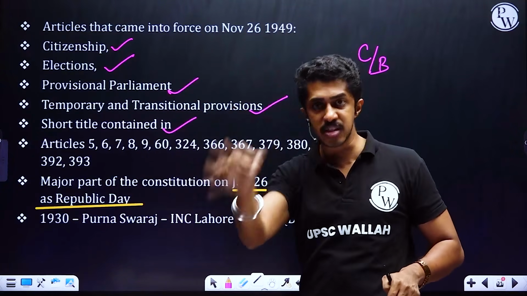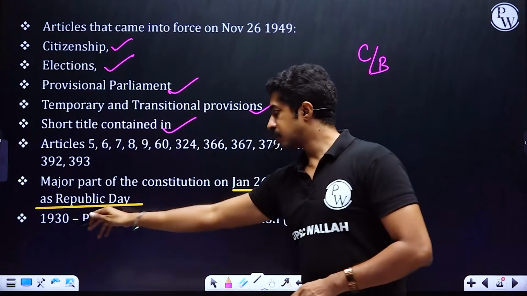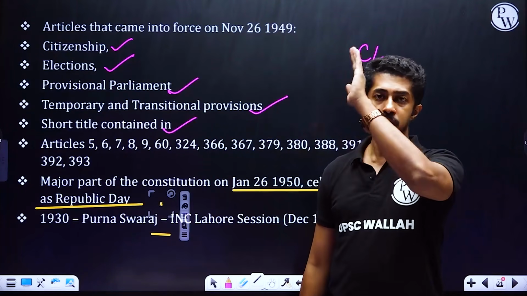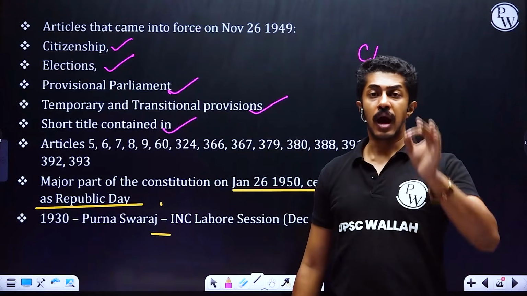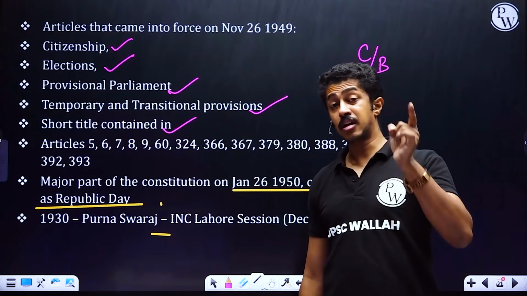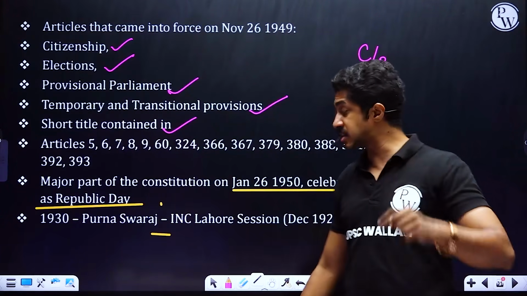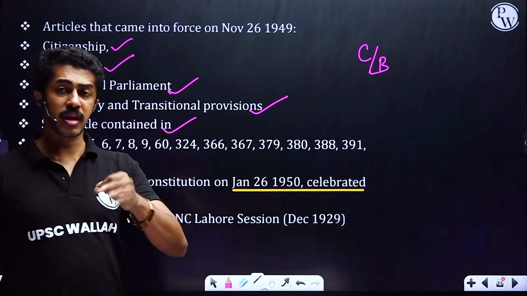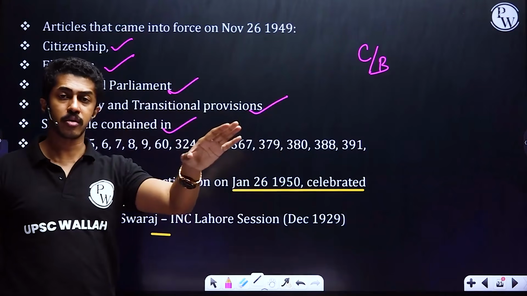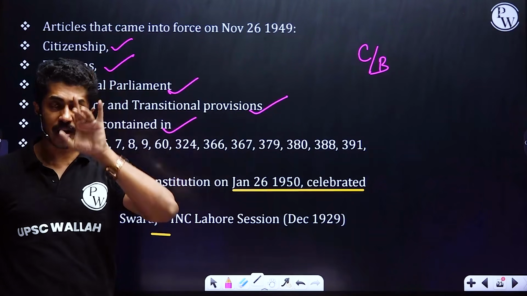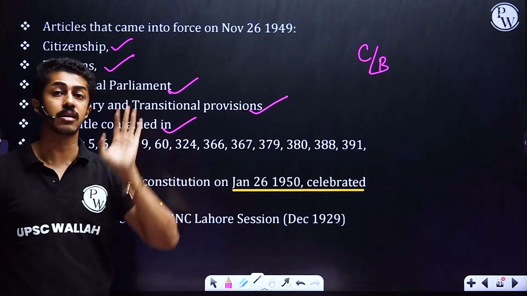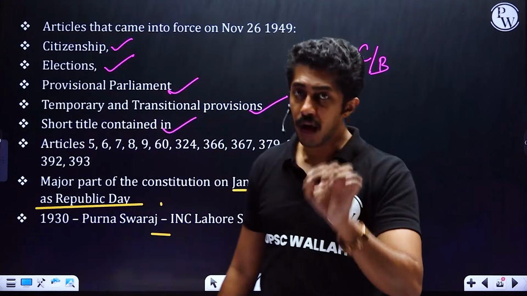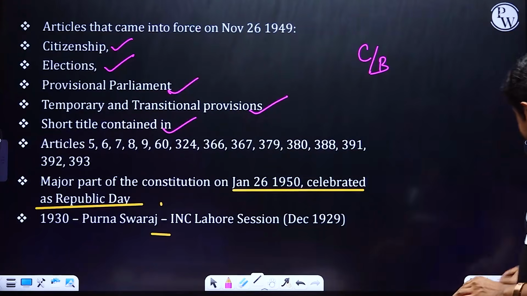Why did we choose January 26th? Because in 1930, the declaration of Purna Swaraj was made and celebrated on that day. The decision for it was taken at the December 1929 INC session in Lahore. We decided that we are going to celebrate Purna Swaraj as our ideal goal on January 26, 1930.